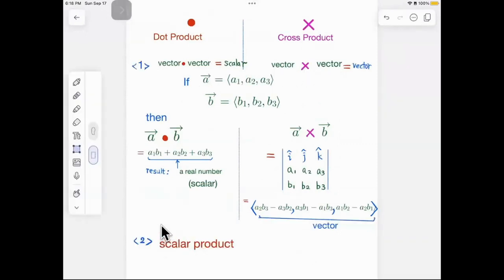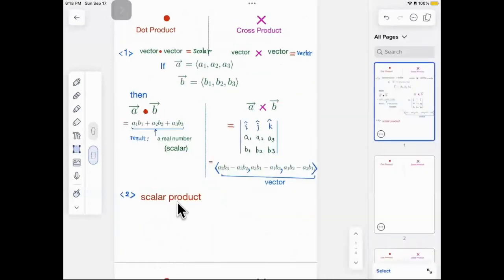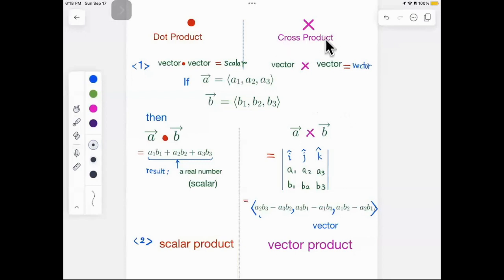And for this reason, we also call a dot product a scalar product, and the cross product is also called the vector product. So these are the first two differences between dot product and cross product. They have different definitions, they have different results, and they also have these two different names.